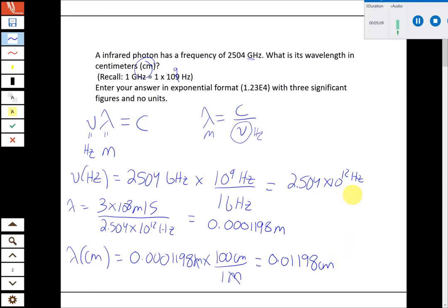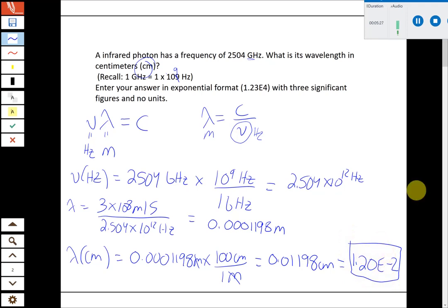And then if we round that and convert it to scientific notation, we would write this as, in Blackboard, 1.20e minus 2. So this would be the correct way to write it in Blackboard. No units and the correct scientific notation.